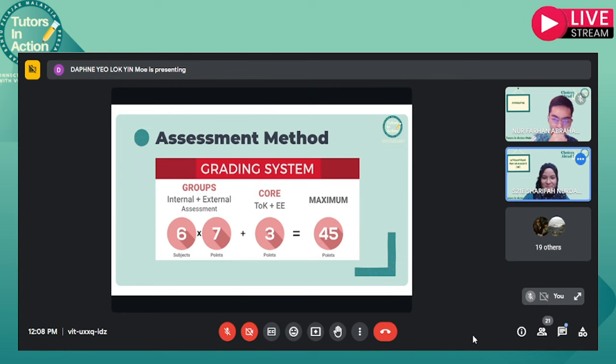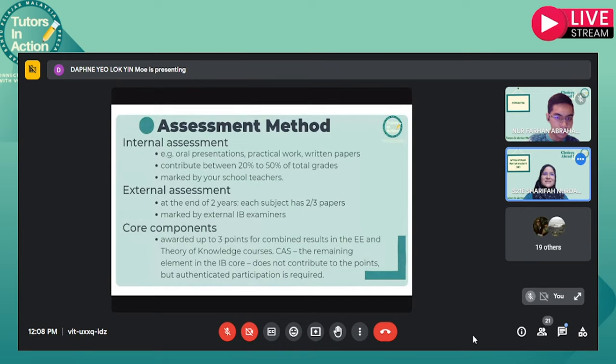How are you assessed for each subject? Okay, so we have 6 subjects. For one subject, you will have internal and external assessment. The internal assessment for a language subject, for me, I take Malay and English, will be through oral presentations. There is a certain system to it, but I don't think I need to explain it here.